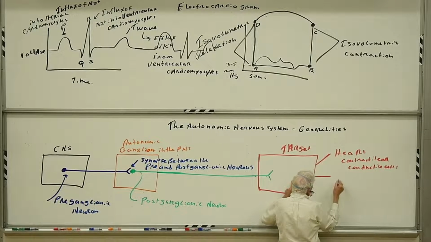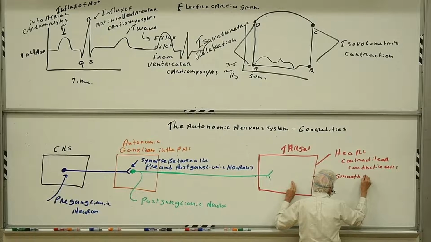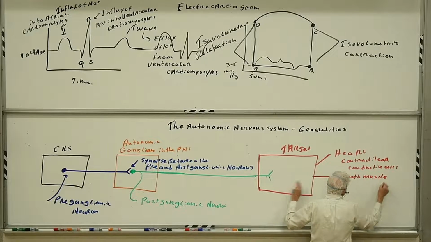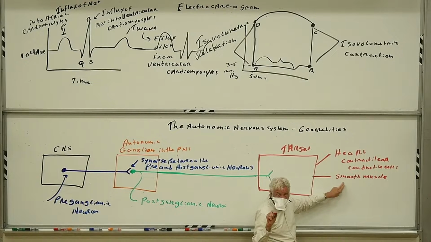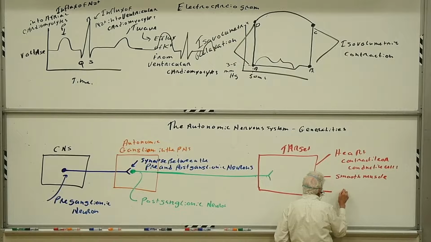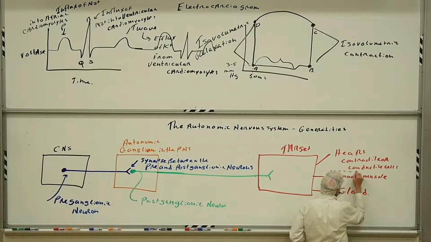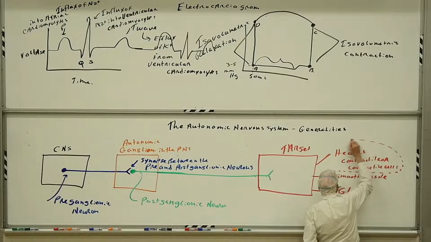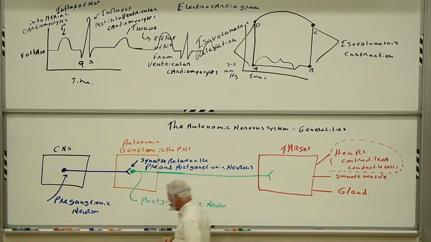It could innervate smooth muscle. This could be smooth muscle we'll talk about tomorrow around all of the arteries and arterioles, smooth muscle of the gut. And the third thing that it potentially could innervate is a gland. Now, our purposes are going to focus on the heart. We're going to focus on the autonomic regulation of the heart.